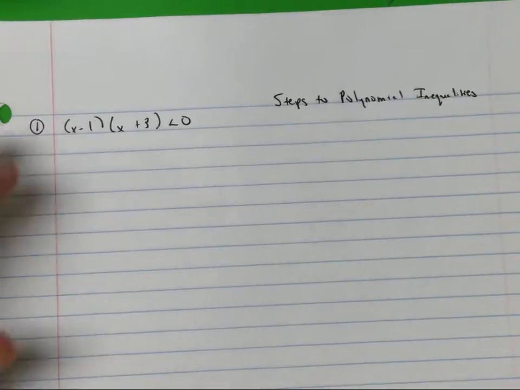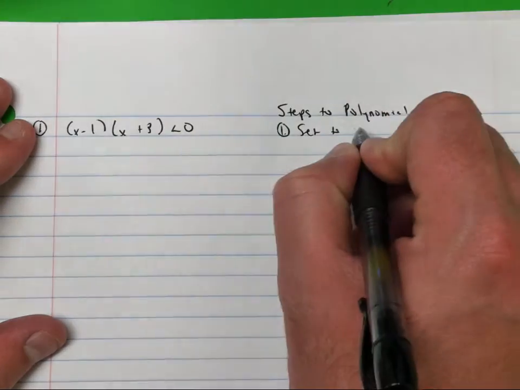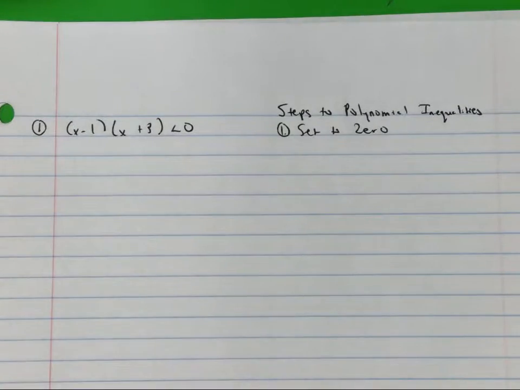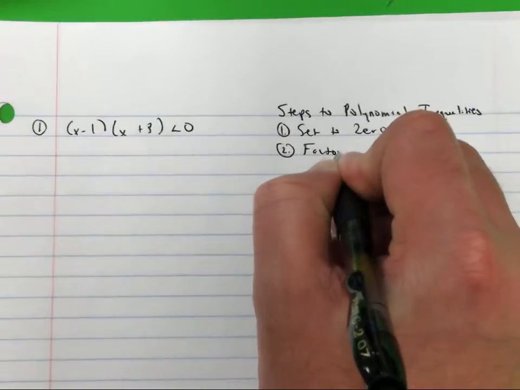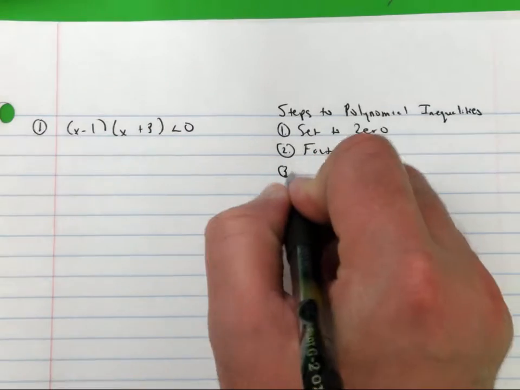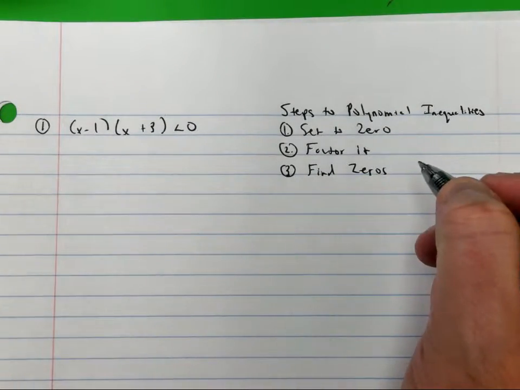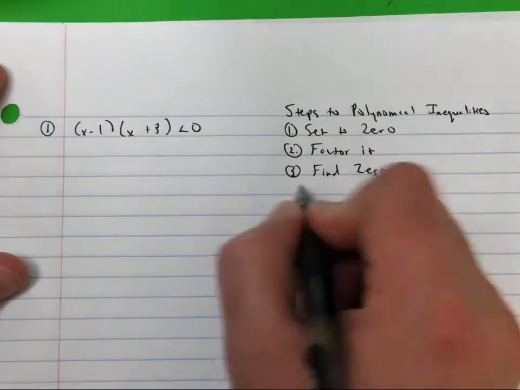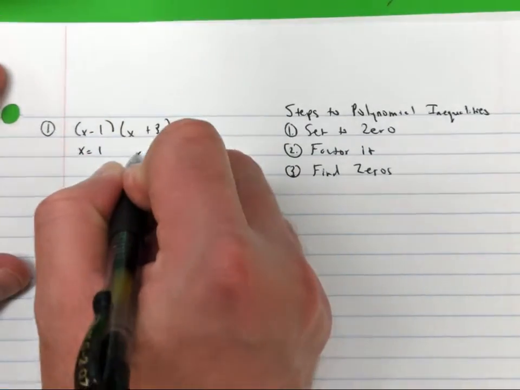Okay. First thing, it has to be set to 0. And when I mean 0, I mean like this, this set to 0, just like if it was a quadratic equation. Step 2, it must be factored. It's already in factored form. That's great. Step 3, find zeros. What makes it equal to 0? Okay, find the zeros. It's x equals 1 and x equals negative 3.